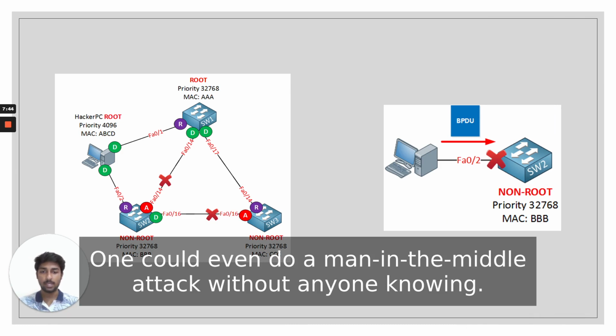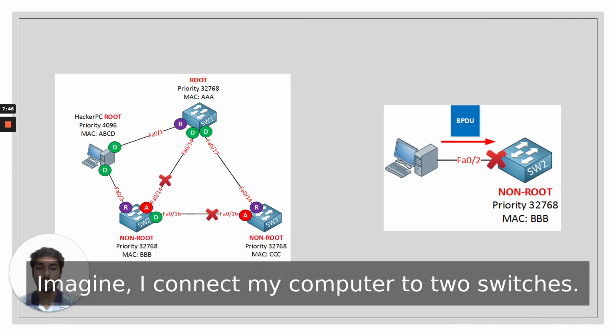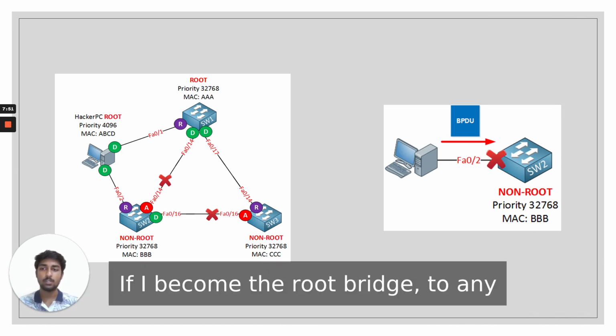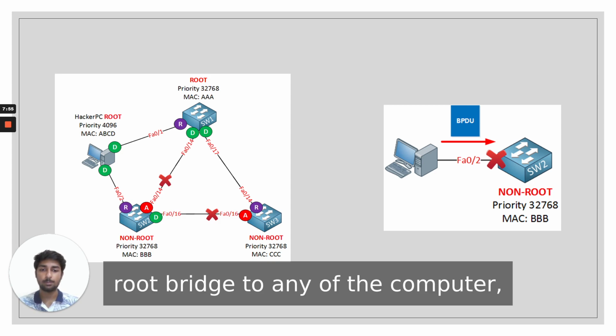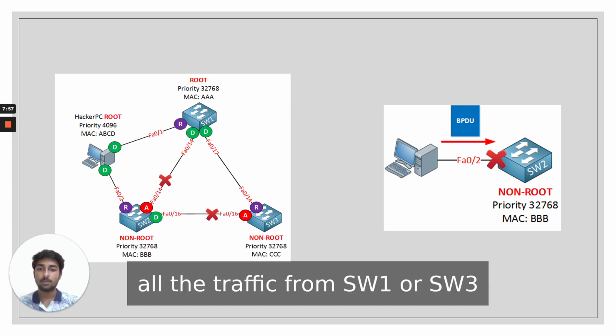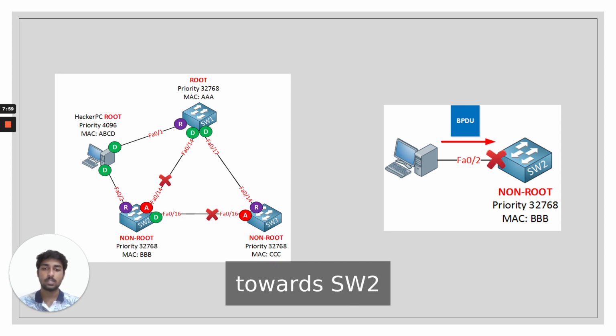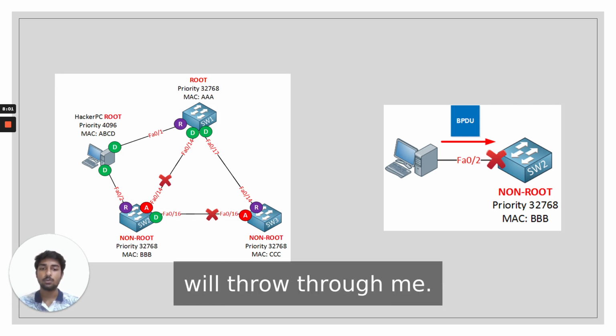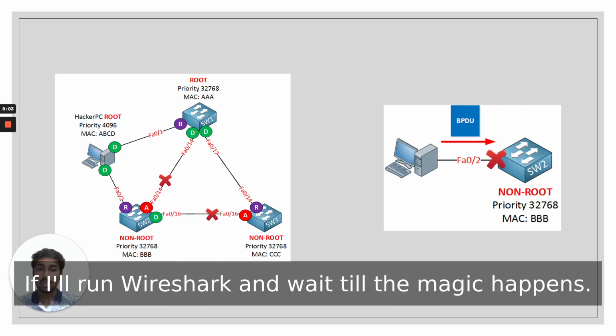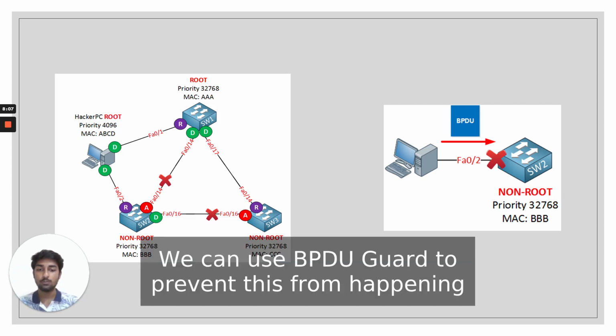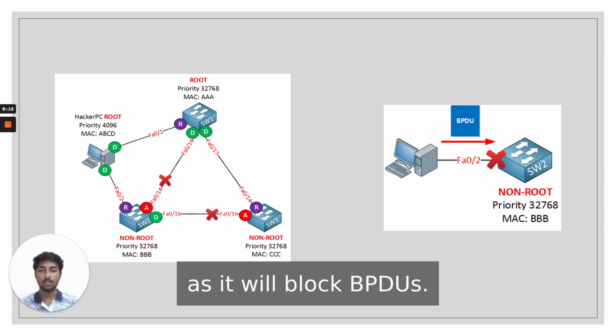One could even do a man-in-the-middle attack without anyone knowing. Imagine I connect my computer to two switches. If I become the root bridge, all the traffic from SW1 to SW3 towards SW2 will flow through me. I'll run Wireshark and wait till the magic happens. We can use BPDU guard to prevent this from happening, as it will block BPDUs.